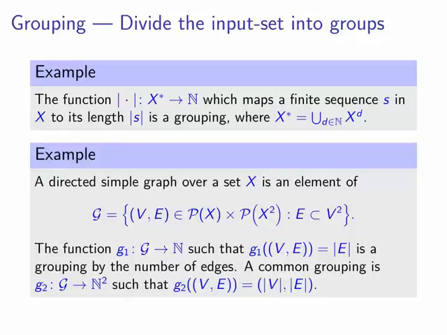Another example. If we have the set of directed simple graphs over a set X, then we can group this with a function which maps a graph to the number of edges in the graph. Another common grouping for such graphs is a function which maps a graph to a pair where the first element is the number of vertices and the second element is the number of edges.